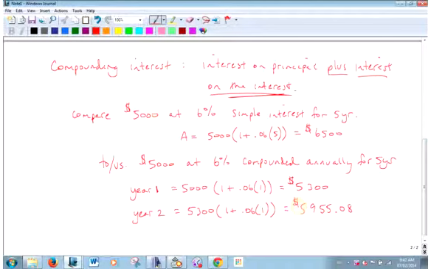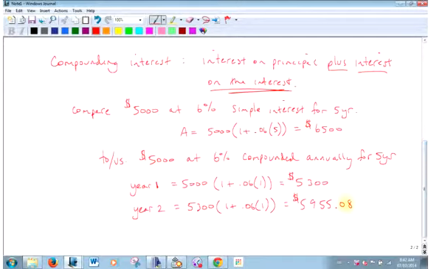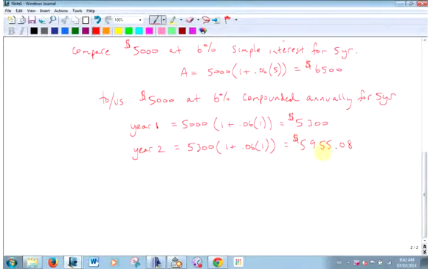Okay. So do you already see how much more I got after 2 years for compounding that? If I didn't compound it, I would have 5,300 and another 300, 6% of that, I would have 5,600. How much is this? It's $355.08 more just by compounding that. Okay? Year 3. Now I'm going to take all of this. I don't want that interest. I want to make more money. I'm going to put that in at 6% for another year.